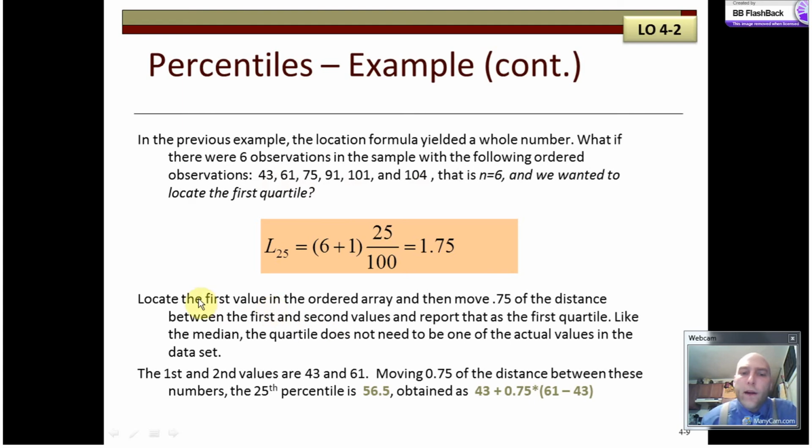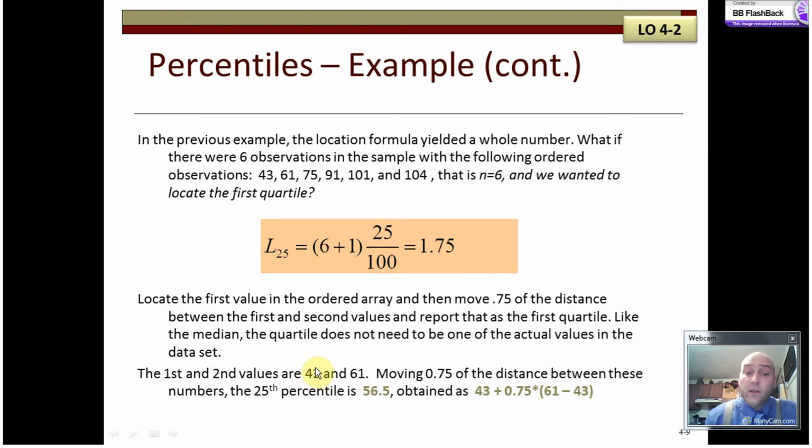1.75th thing in this series. So what we do is we locate the first value in the ordered array and then move 0.75 or 75% of the distance between the first and second value to get that first quartile. So for example, the first and second values here are 43 and 61. The reason we use the first and second values is because 1.75 is between 1 and 2. If this had been 2.75, we would have taken the second and third values.